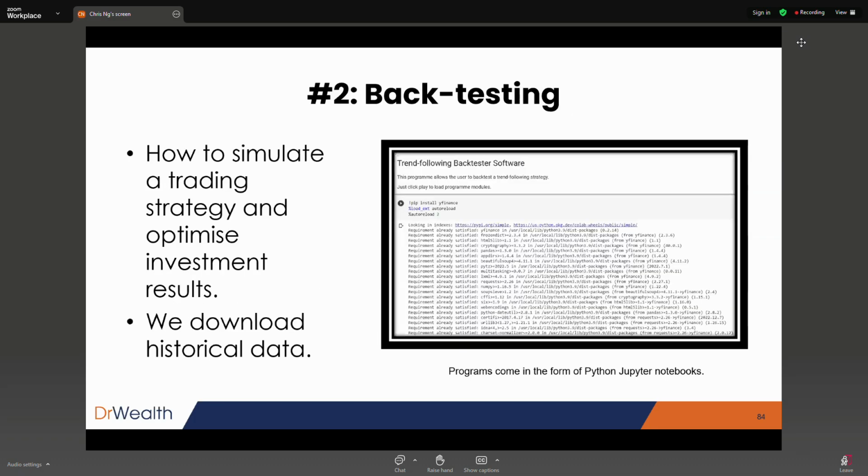Two, once we are ready to deploy our money into the portfolio, we don't act so quickly. We perform a backtest. We simulate the trading strategy over the past 10 years, and you download the historical data from Yahoo Finance, and we tune. We change numbers to get the return that we want, and we make sure that the strategy is something that we are comfortable with. So that's the second thing that we do.